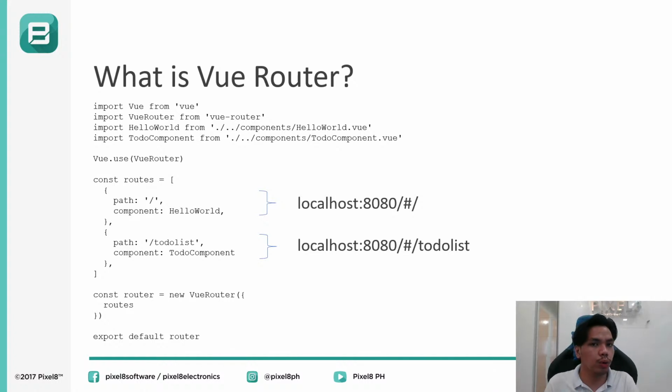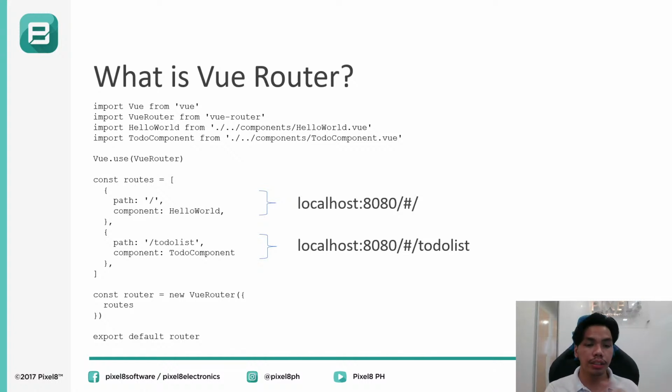Now, how does it work code-wise? In terms of code, what you need to do in Vue Router is import the components that will be bound in your routes. In this example, you have two components, right? The hello world and the to-do component. With these two components, you can set a specific path, right?